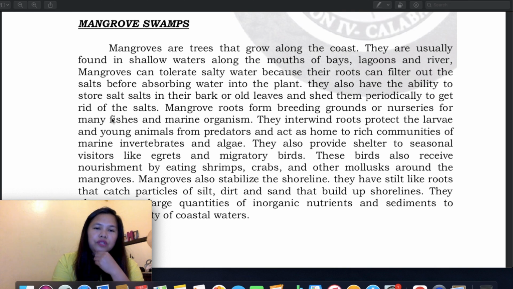So, ina-absorb niya yung salt water. Feeling ko kasi yung mangrove kapag tinanim natin sa fresh water, hindi siya mabubuhay kasi ang ina-absorb niya yung mga salt sa seawater.